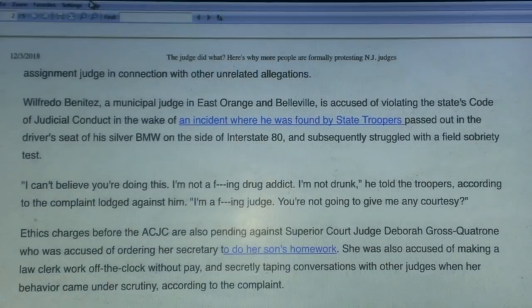He told the troopers, according to the complaint filed against him, I'm a judge, you're not going to give me any courtesy. You hear that? He's a judge, and yet he wants courtesy.